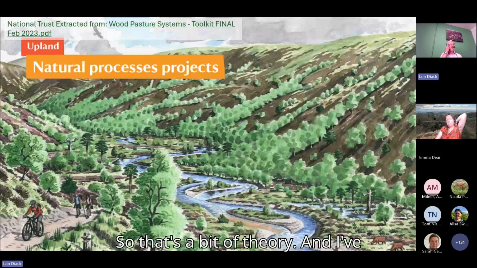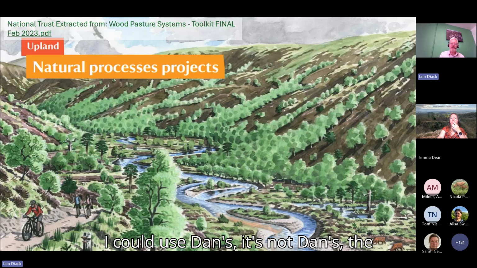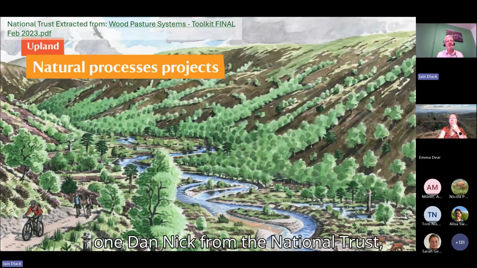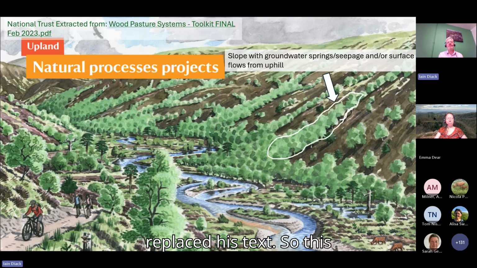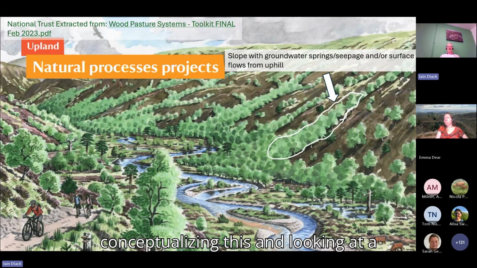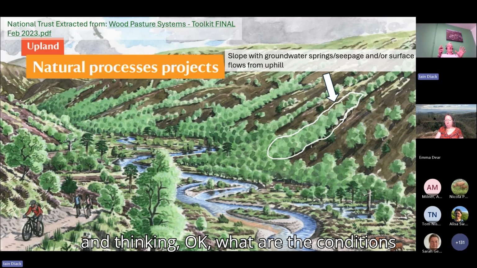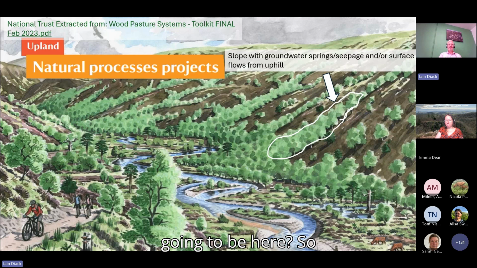So that's a bit of theory, and I've now got various examples of these, with aspects to talk through around the influences. I thought I could use the one Dan nicked from the National Trust, which I've nicked from Dan, and replaced his text. So Dan had this showing W7. Again, just conceptualizing this: looking at a landscape and thinking, what kind of woodland is it? Looking at the landscape and thinking, okay, what are the conditions going to be here? So this is where Dan had W7.